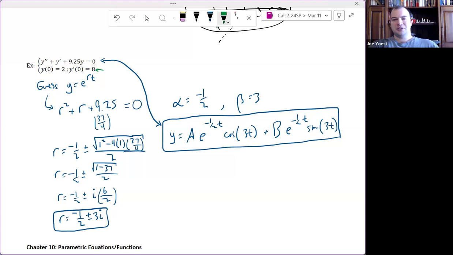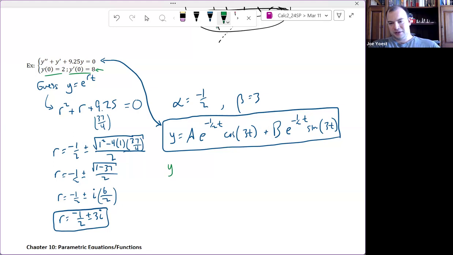So we do have oscillations with damping. This e to the minus 1/2 t is taking the oscillation's amplitude to 0. And these correspond to initial position, where the mass is 2 units stretched from equilibrium, and initial velocity, where we give the mass a whack in the positive direction of 8, whatever units it's going to be. And then we let the system evolve from there.